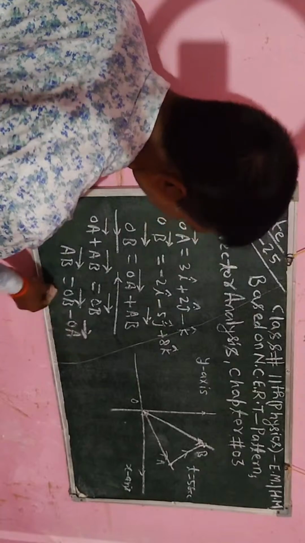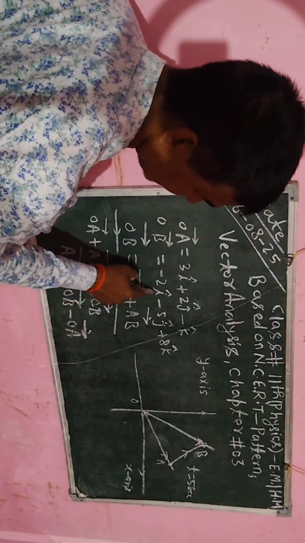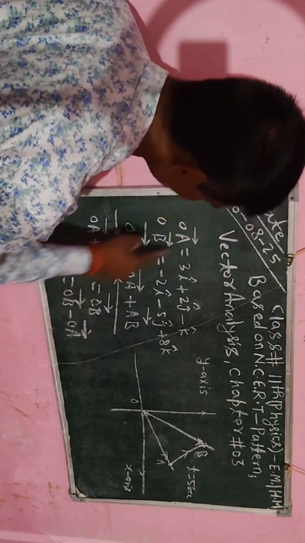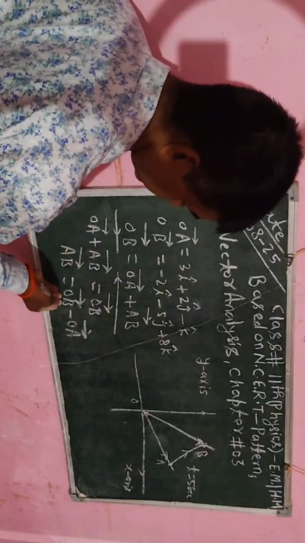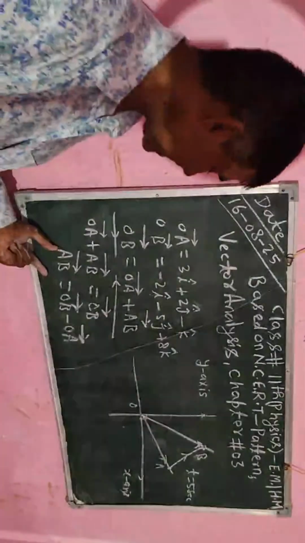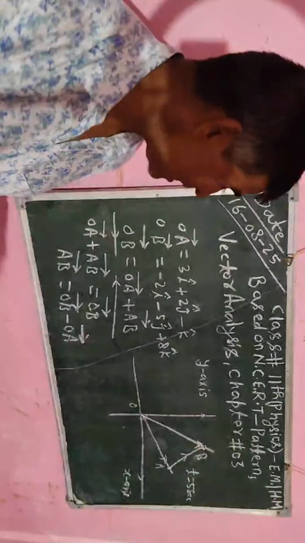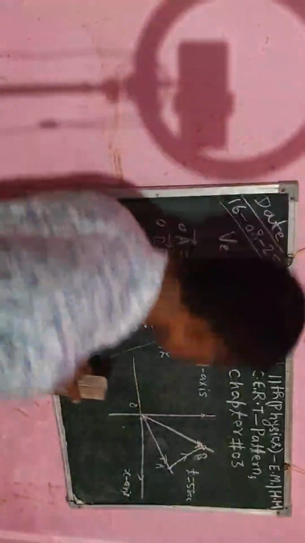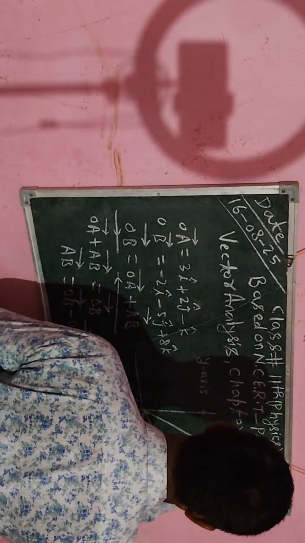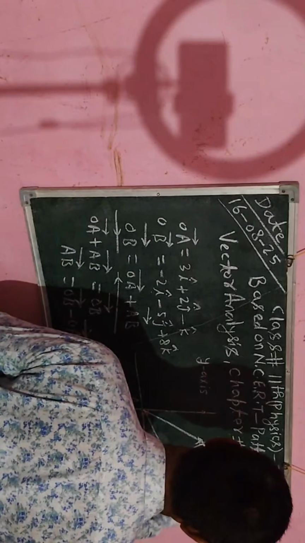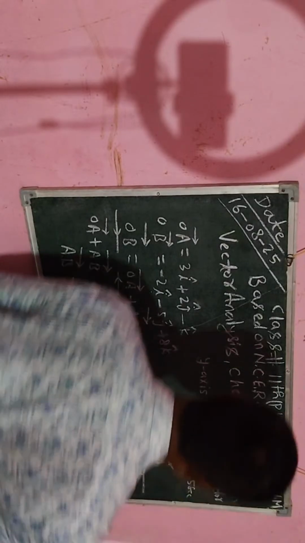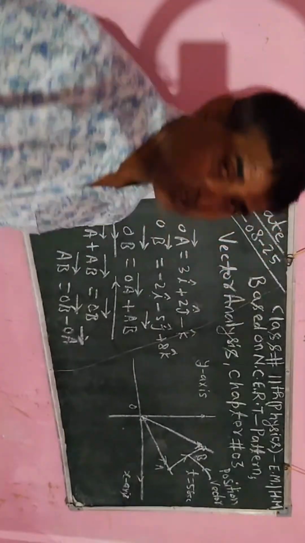So vector OB I know here: minus 2 vector i cap minus 5 vector j cap plus 9 vector k cap. Similarly vector OA I know, so I will put it here and after putting I will simplify. After simplification I will get the value of vector AB, and that is also known as the position vector. So here I will write, AB is the position vector.